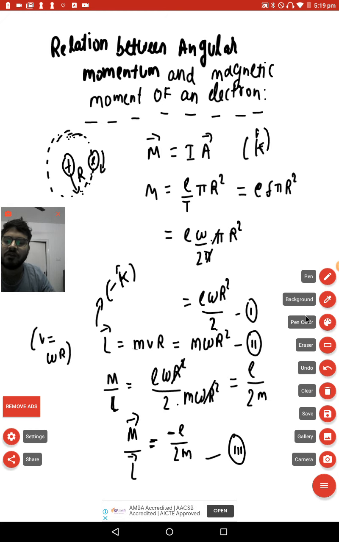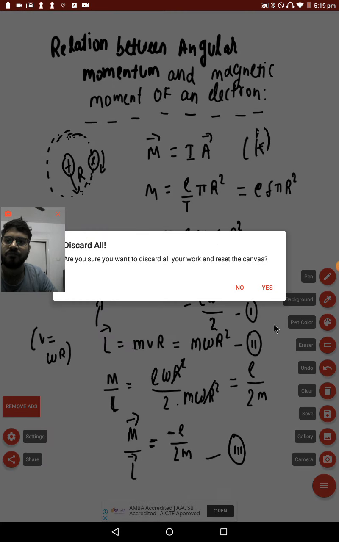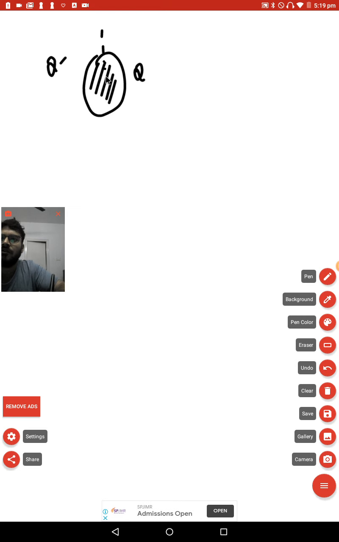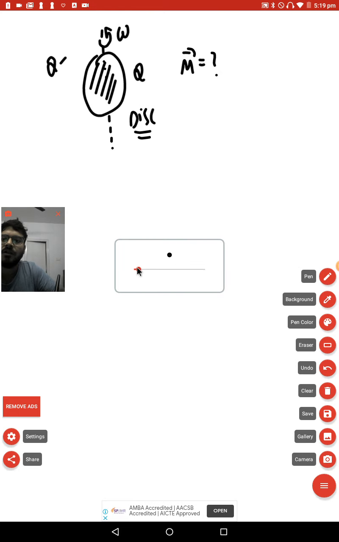Let's consider an example which is not of an electron and nucleus but a general situation. Let's say that I have a disk. The disk carries a charge of q and the disk is rotating about its axis at angular speed omega. Then we want to find the magnetic moment of this disk.